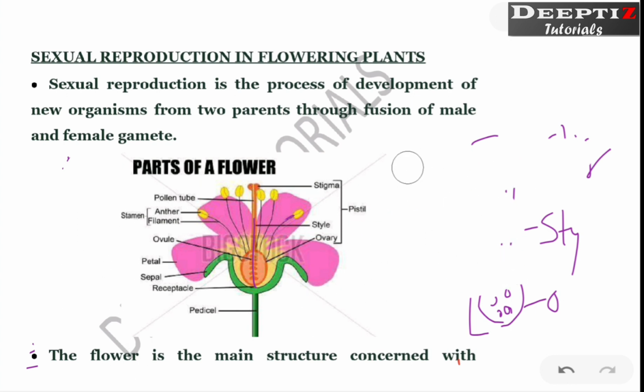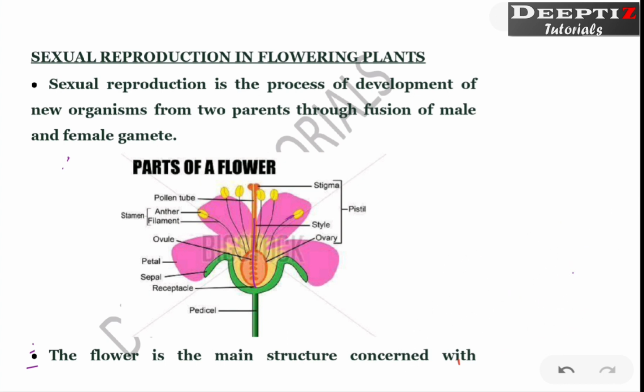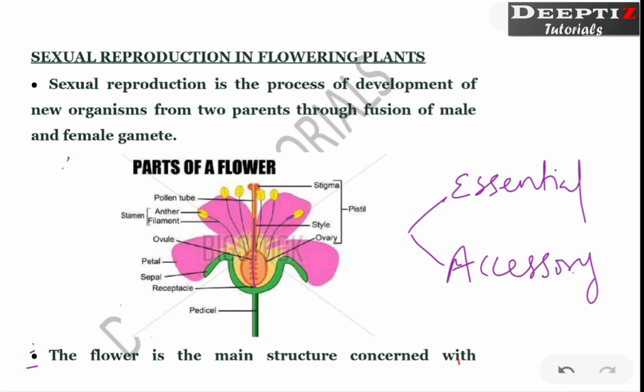So every flower has two parts. We classify the parts of a flower into two: essential and non-essential or accessory parts. What are these essential parts? Essential parts are pistil and stamen because these are involved in reproduction, thus the continuity of the generation.